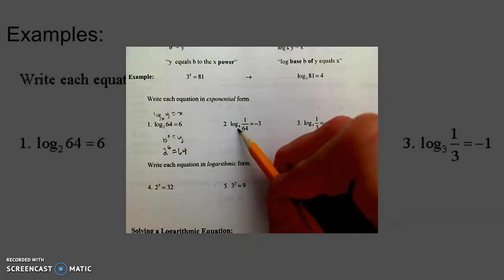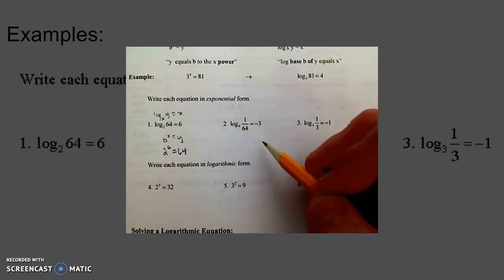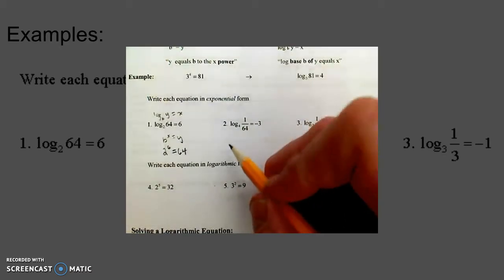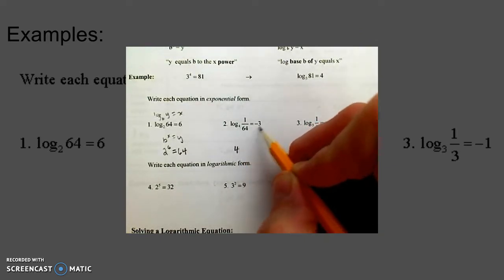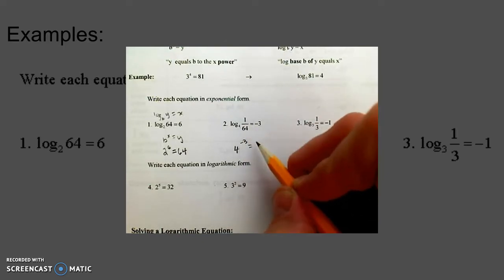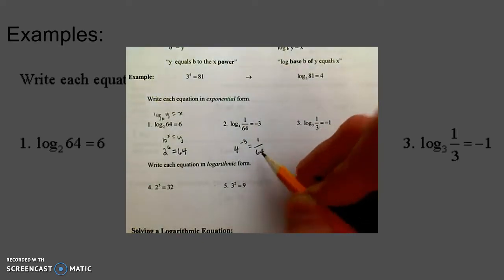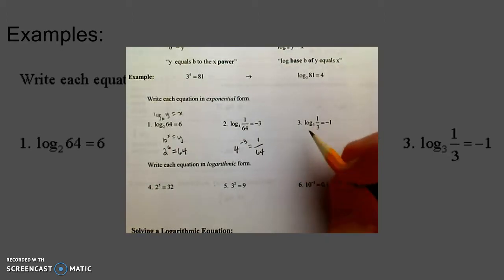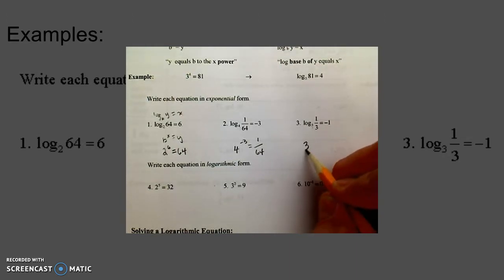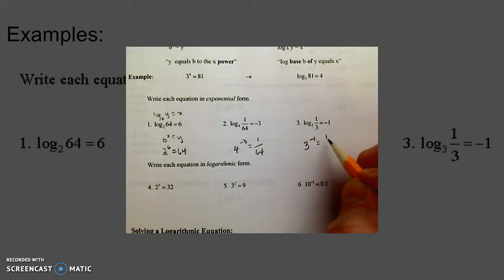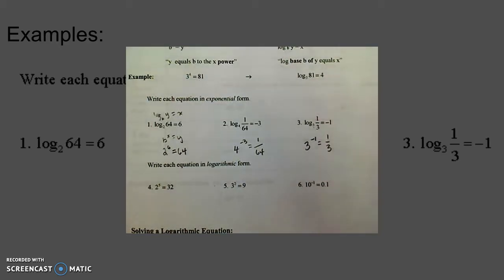So log base 4 of 1/64 equals -3. So the base is our base, the log is the exponent, and then the value. 4 to the -3 equals 1/64. Log base 3 of 1/3 equals -1. Well, to what power could I raise 3 that gives me 1/3 as an answer? You go, oh, that's 3 to the -1 power. Exactly.